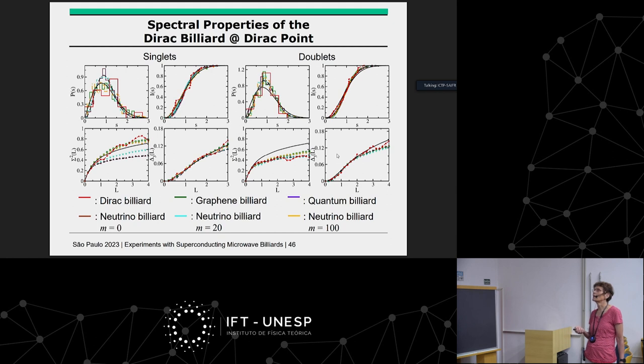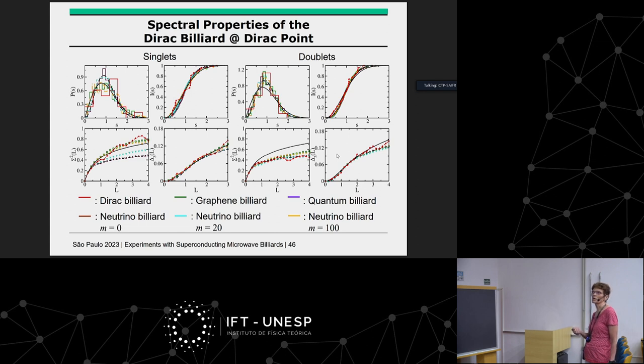Now around the Dirac point, we compare to results for the neutrino billiard for mass 0, mass 20, and mass 100. I mean, for the experimental results, you find here again something close to GOE, and for the doublet, something close to GUE.